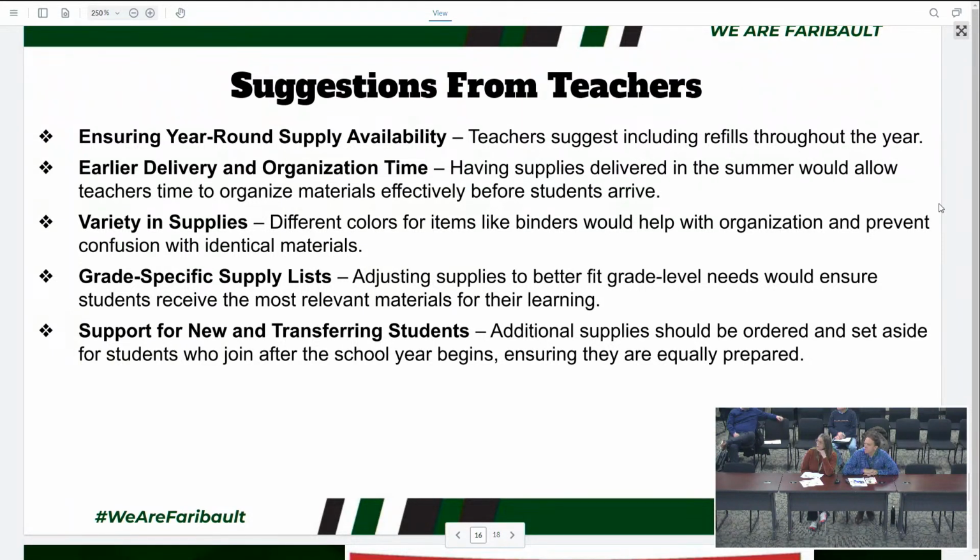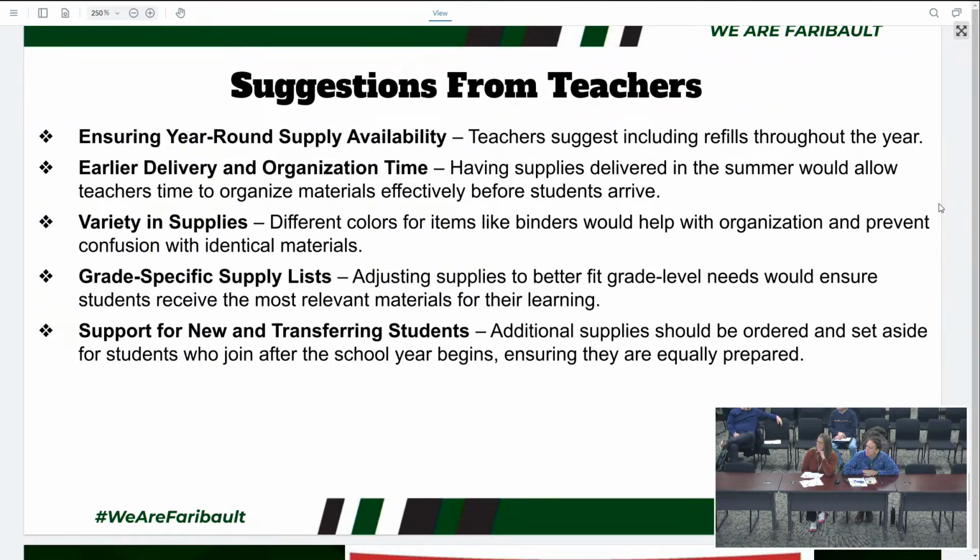So suggestions for moving forward. Not on here, but there has been a committee developed to move forward with this project to take in some of these suggestions and make it better. Because in the pilot year, you're going to learn a lot. So some of these things are things that this team is talking about.